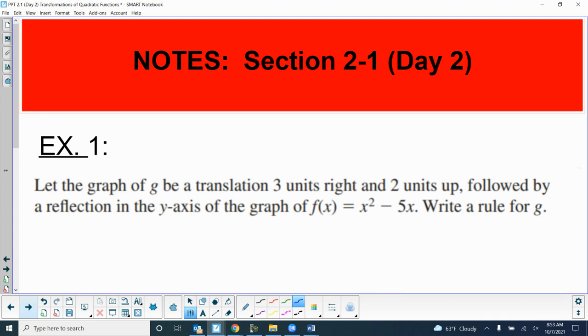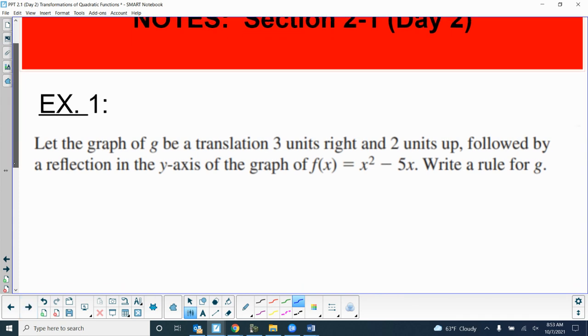It says, let the graph of G be a translation 3 units to the right and 2 units up, followed by a reflection in the y-axis of the graph. All right, write a rule for G. Okay, so this is a little bit more to it because we're just used to f of x equals what? What are we used to? The parent function. What is the parent function for quadratics? F of x equals just x squared. If you notice, we got a minus 5x here, right?